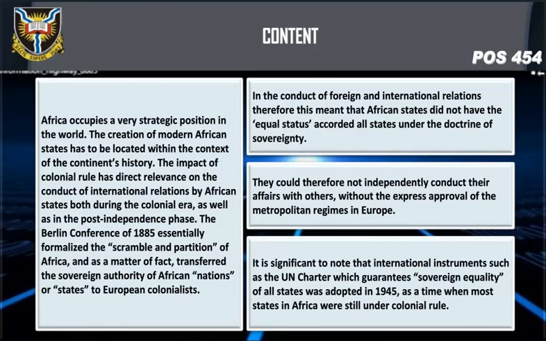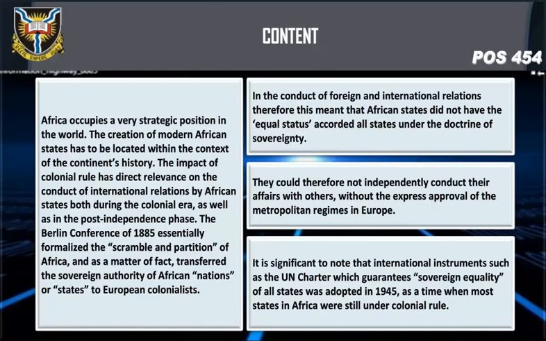Content. Africa occupies a very strategic position in the world. The creation of modern African states has to be located within the context of the continent's history. The impact of colonial rule has direct relevance on the conduct of international relations by African states, both during the colonial era as well as in the post-independence phase.